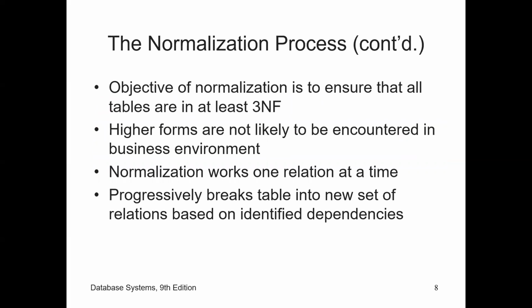The normalization process continued. The next set of characteristics is that from the data modeler's point of view, the objective of normalization is to ensure that all tables are at least in third normal form. Even higher level normal forms exist. However, normal forms such as fifth normal form and domain key normal form are not likely to be encountered in a business environment and are mainly of theoretical interest.